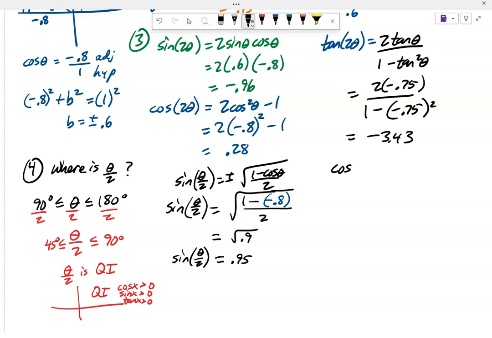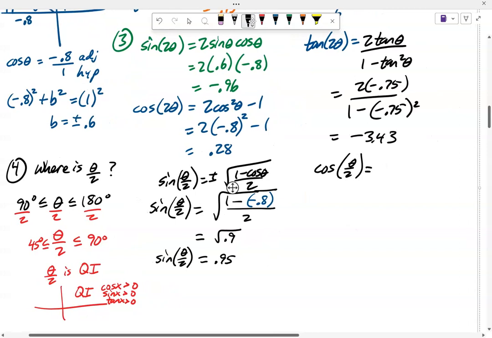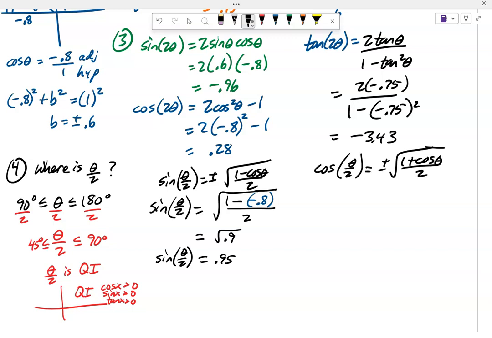Then I'll do cosine theta over 2. I'll look at my formula sheet. It'll tell me it's plus or minus square root of 1 plus cosine theta all over 2. Again, it's in quadrant 1, so I'm just going to take the positive one. So 1 plus, I know my cosine of theta is 0.8, I'm sorry, cosine theta was negative 0.8, all over 2. So I got 1 minus 0.8, so I got 0.2 over 2, or 0.1 that I'm taking the square root of, which is 0.32.